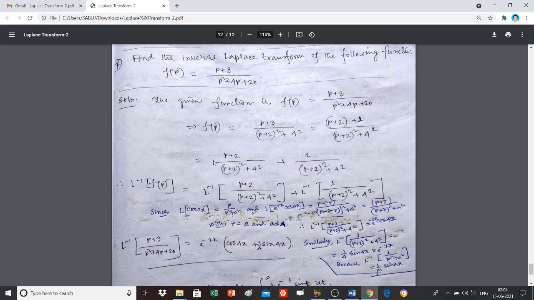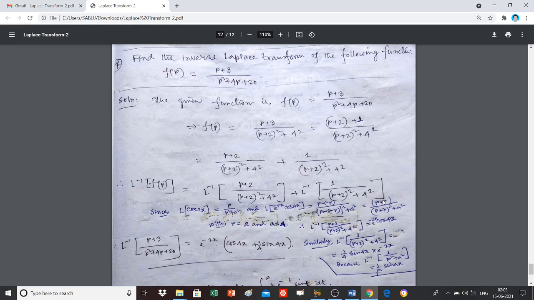That is equal to, you can write this as (p plus 2) by ((p plus 2) whole square plus 4 square) plus 1 by ((p plus 2) whole square plus 4 square). So the Laplace inverse transform of F(p) is equal to L inverse of (p plus 2) by ((p plus 2) whole square plus 4 square), then plus L inverse of 1 by ((p plus 2) whole square plus 4 square). Since you know that the Laplace transform of cos ax is equal to p by (p square plus a square), and the Laplace transform of e to the power minus rx cos ax, in this case using the first shifting property, this p should be replaced by p minus of minus r, that is p plus r.